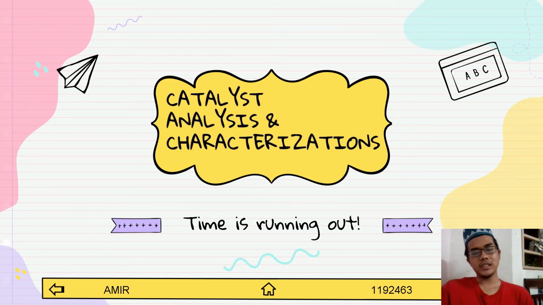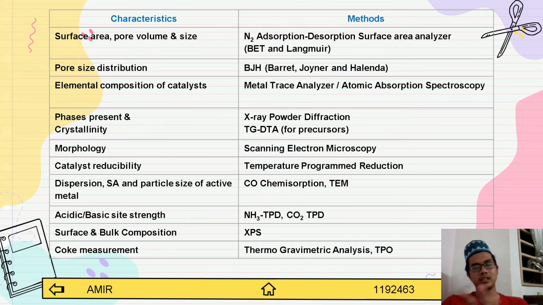So for the last topic in my part is the catalyst analysis and characterization. On the table, we can see that the method depends on the characteristics of the catalyst. If the catalyst has surface area, pore volume, and size characteristics, we will use the method N2 adsorption-desorption surface area analyzer. If the catalyst has the characteristic of phases present and crystallinity, we will use the method X-ray powder diffraction, TG/DTA for precursor, and so on. If the catalyst has morphological characteristics, we will use scanning electron microscopy.